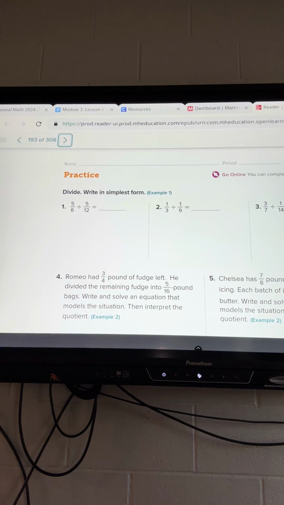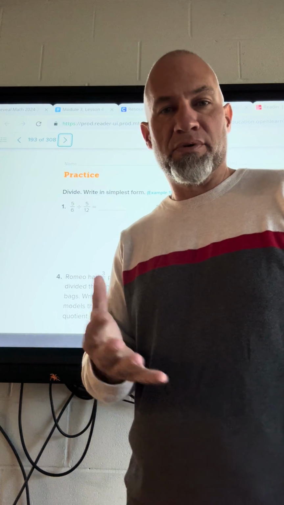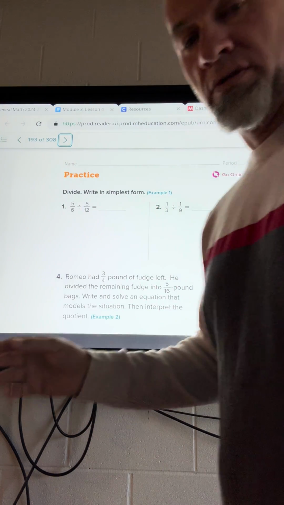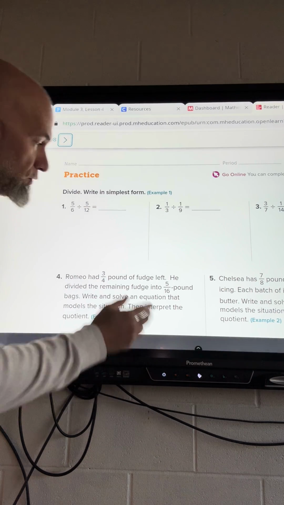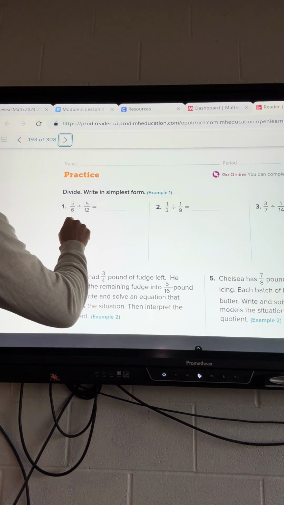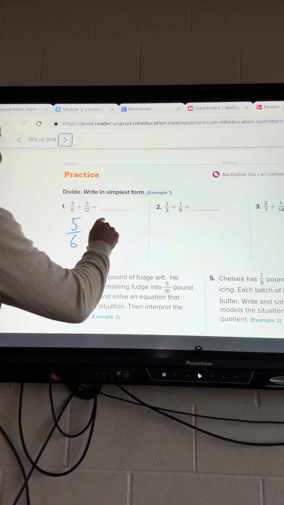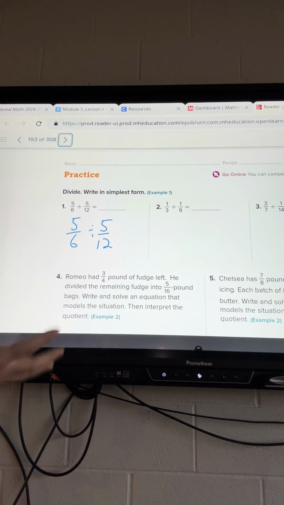So remember, we're not going to draw the example with an image or a diagram each time. It's not efficient enough. So just going over the strategies or the algorithm for dividing fractions by fractions. You've got 5/6 and you're dividing that by 5/12. So you're just trying to see how many groups of 5/12 are in 5/6.